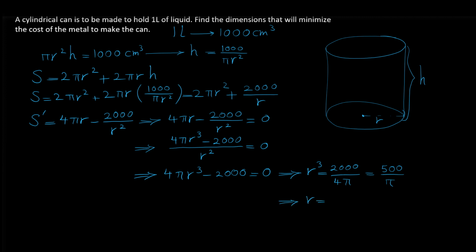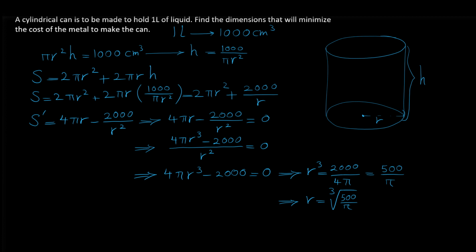And from this, r is the cube root of 500 over pi. So this is the radius that makes the cost of making this can minimum. If you want to find the height of this can, you can plug in this value in this relation to find the height of the can.